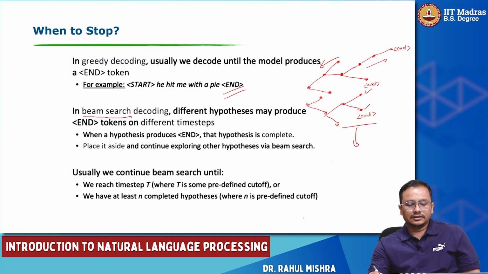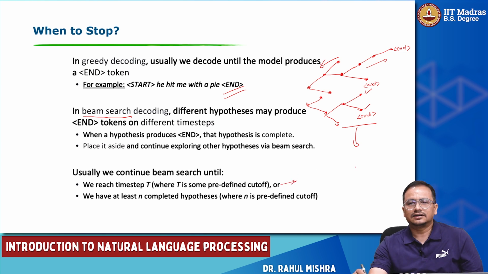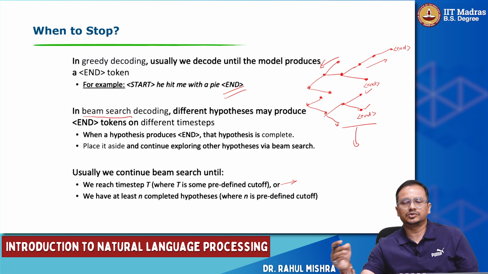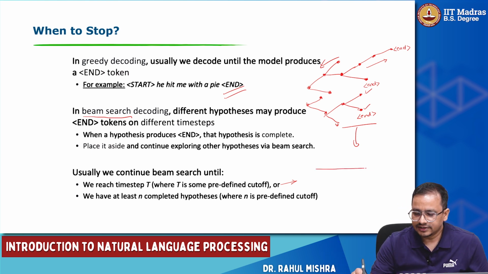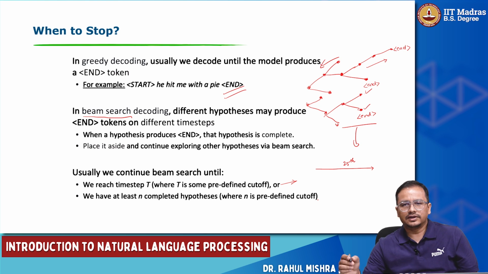Another approach is, when we reach a particular time step, we can end it. So rather than waiting for all the hypotheses, all the paths, to generate the end token, we can say I want to just generate till 25 steps or iterations. So I'll go till 25, even if some paths generate the end token earlier, otherwise I will stop the processing after the 25th iteration.